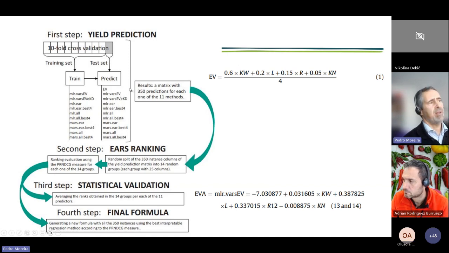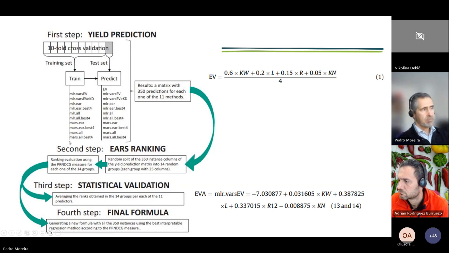So from this we had a result, a matrix with 350 predictions for each one of the 11 methods, and then a random split of the 350 instance columns of the yield prediction matrix into 14 random groups, because each group had 25 columns, and then there was a ranking evaluation using a measure that was developed for each one of these 14 groups.